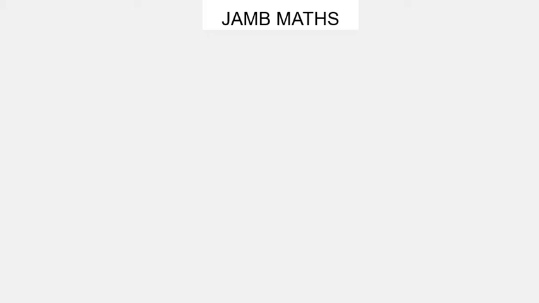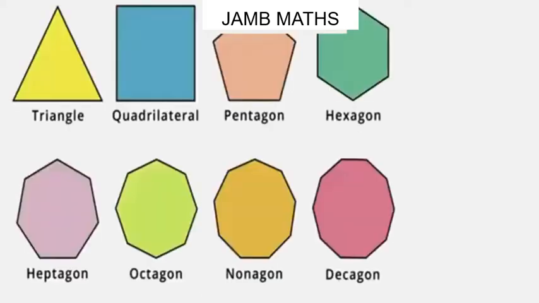Let me bring out this diagram I have, so that I'll use it to explain the types of polygons we have. Okay, guys, so these are typical types of polygons we have. But firstly, let's know what a polygon is. A polygon is simply a many-sided shape and can be regular or irregular.